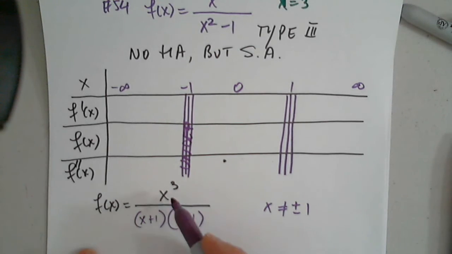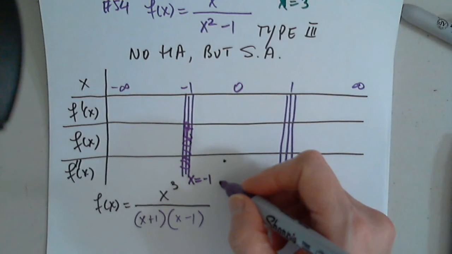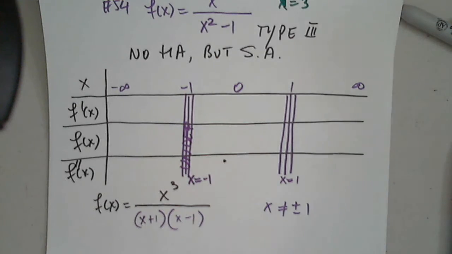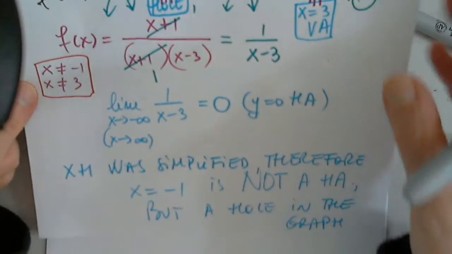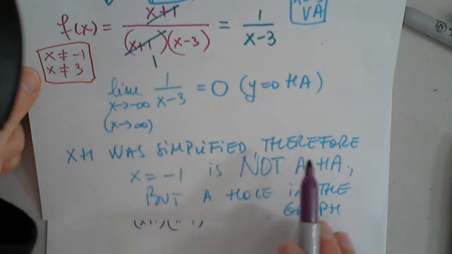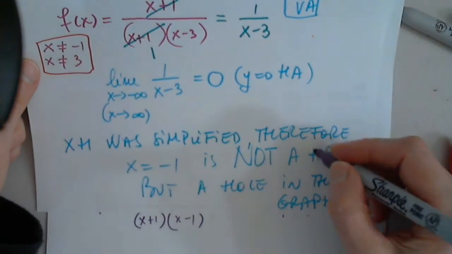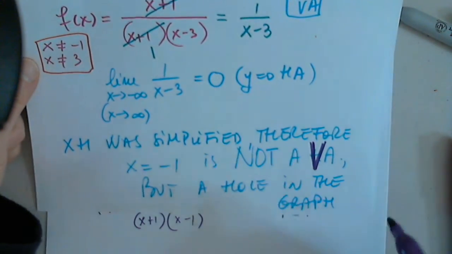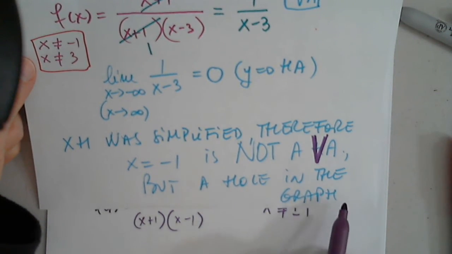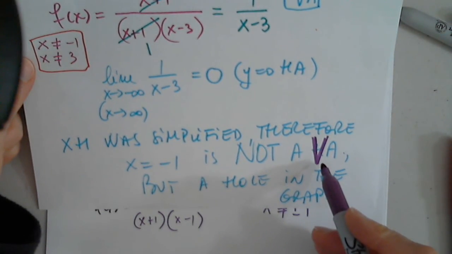Because they don't disappear with a factor from the top, I will immediately write that x equals 1 and x equals 1 are what? Vertical numbers. They holes in the graph. X plus 1 was simplified, therefore x equals negative 1 is not a horizontal, is not a vertical asymptote, but a hole in the graph. Sorry about that. Please make the correction.